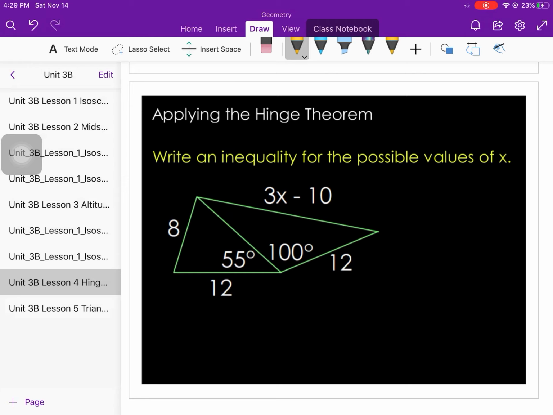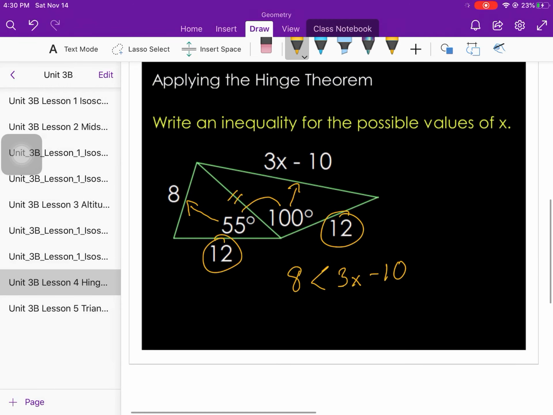So in this case, we want to write an inequality for the possible values of x. Notice that we have 12 and 12, and then they share this side, so that's the same for both triangles. What we're comparing then are the two angles. 55 is smaller than 100, and 55 corresponds to 8. So 8 is the side, and that has to be less than the side that corresponds to 100, which is 3x minus 10. So we're just setting up an inequality the same way we would in an equation.